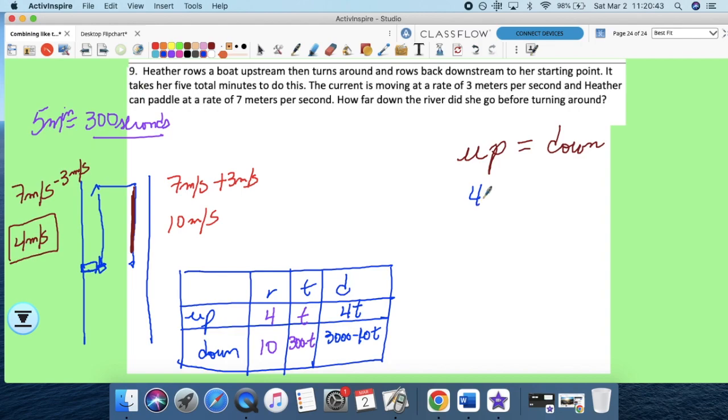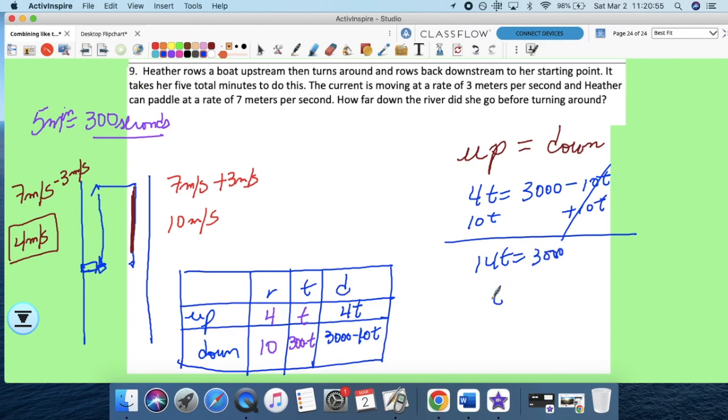We know they're equal to each other, so 4t equals 3,000 minus 10t. Add 10t to both sides. We have 14t equals 3,000, so for the time, we're going to divide both sides by 14. It's going to be 3,000 over 14 seconds, right? So if you were to round, let's change that to a decimal. It's going to be about, rounded, 214.29.